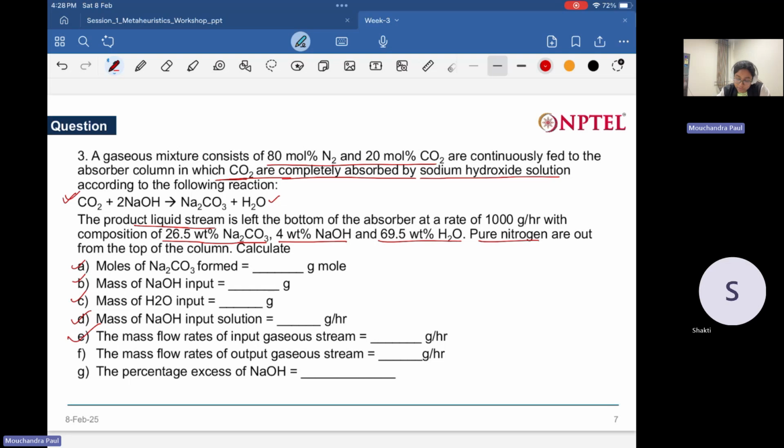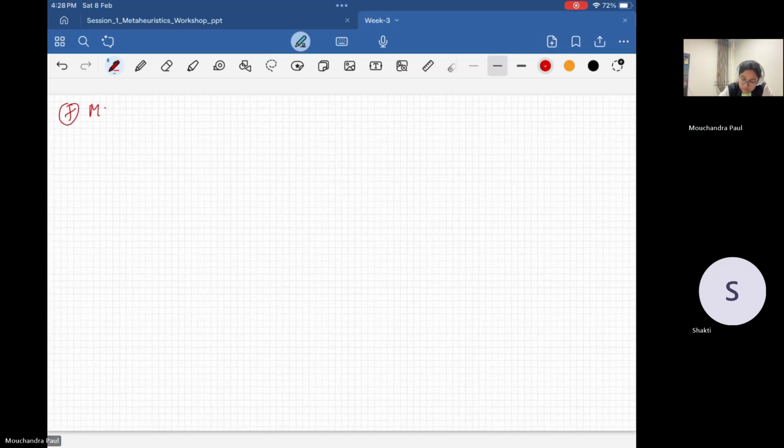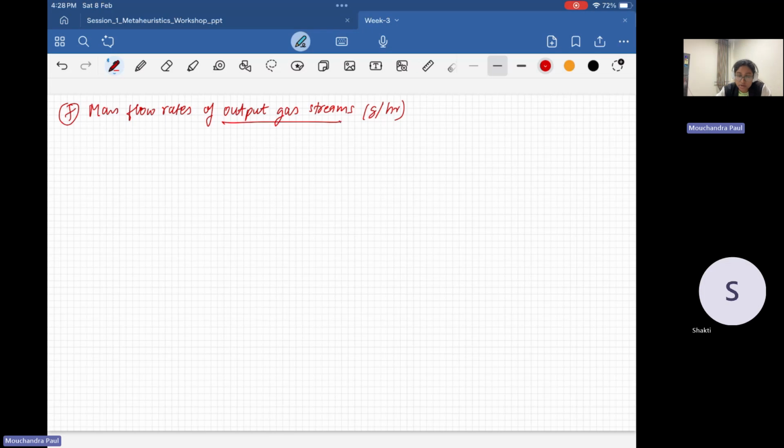Now we have to calculate the mass flow rates for output gaseous streams, part F. Mass flow rates of output gas streams. Now, what is coming out in the gas form? N2, right? Nothing else. Only N2 is coming out.